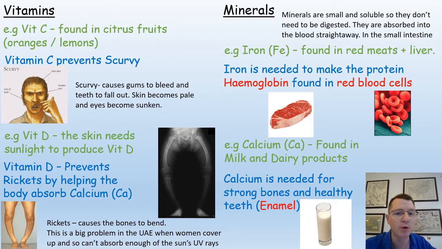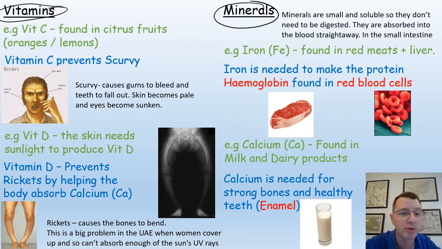Other nutrients that we need to consider are the vitamins and the minerals. There are two main vitamins that we need to look at. Vitamin C, which is found in citrus fruits like oranges, lemons, limes and strawberries. The main reason we need this in the body is that it prevents a disease called scurvy.